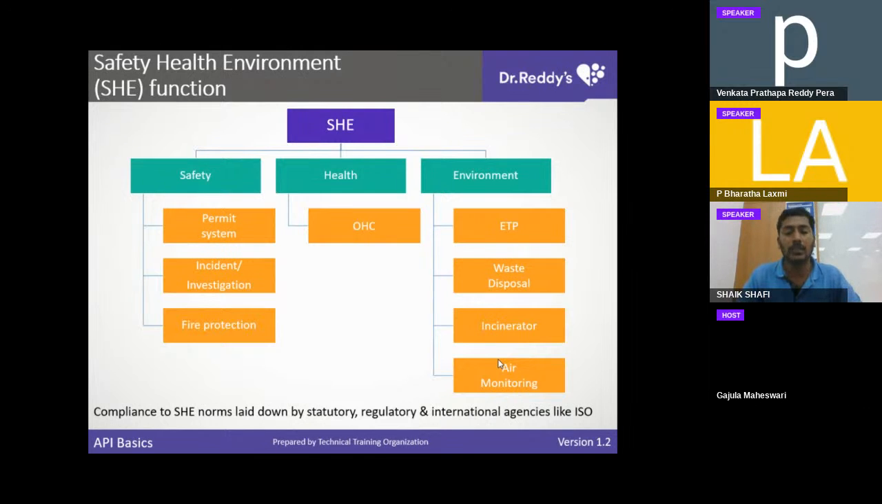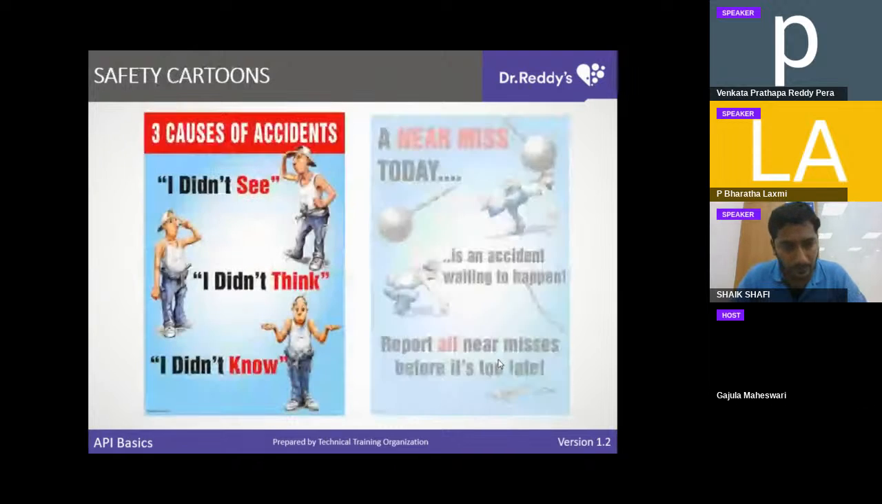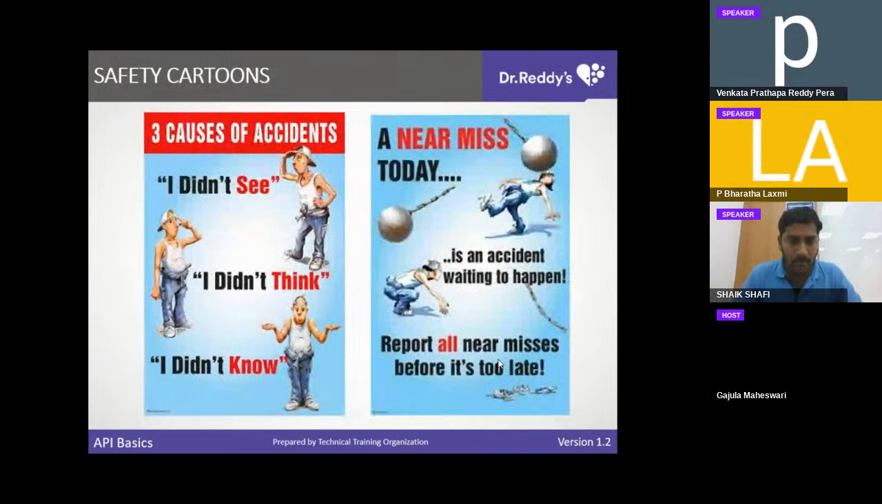Yeah, proceed, Maheshwari. Yes, some cartoons related to safety. During the manufacturing process, if anything is wrong, if any machine is not properly aligned, you need to report it immediately. Otherwise, tomorrow this could become an issue related to safety. Yeah, proceed, Maheshwari.